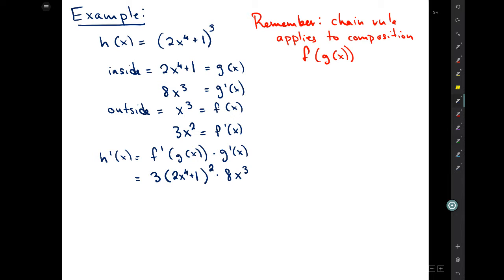So here I'll color code this a little bit. Here's my g of x in green, goes there. That's my g of x. My f prime of x is here. That's there, and that's that 3x squared. And then my g prime of x is this 8x cubed, and that goes right here.